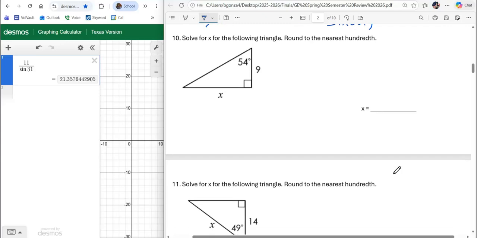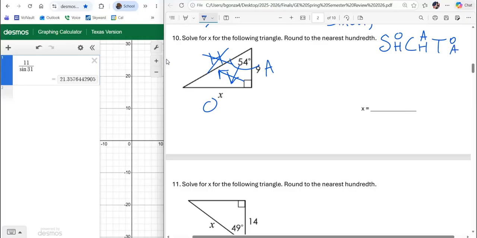Number 10, solve for x. Okay. So label from the angle O, H, and A. Which one is not labeled? H. So OA. If you remember SOHCAHTOA, TOA is tan, tangent. Tan 54 equals O over A, X over 9.